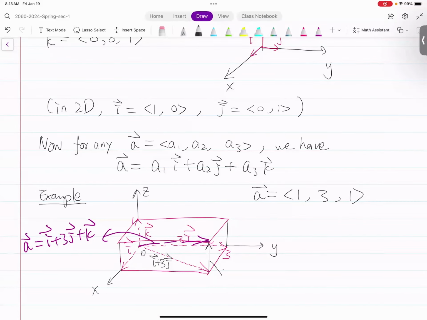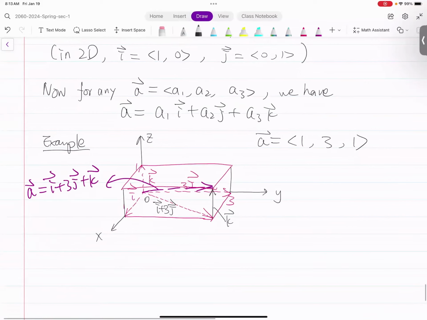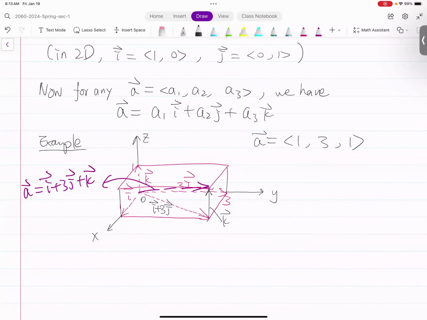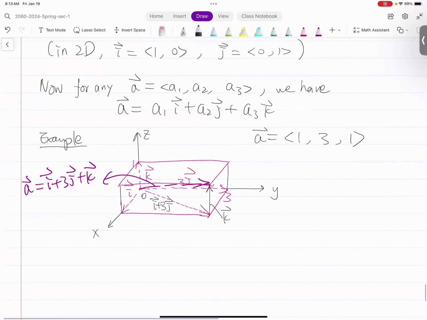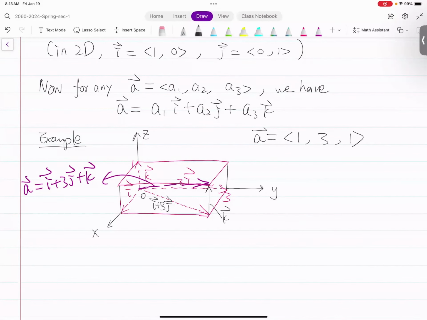And this one is k. Okay. So it's good. Right. So this is expressing a vector with some arbitrary components in terms of i, j, and k. Okay, in a three-dimensional figure.